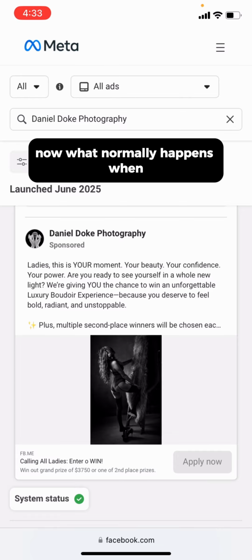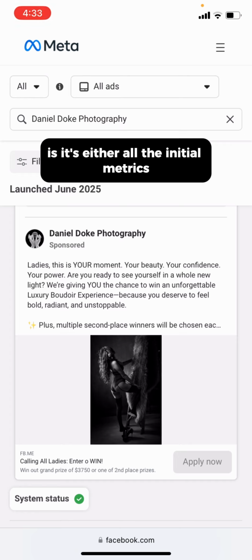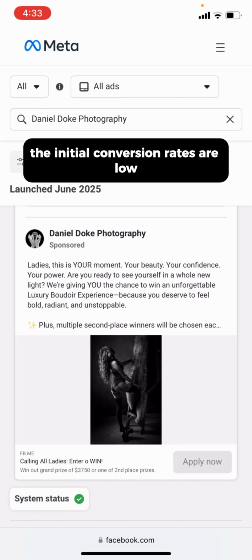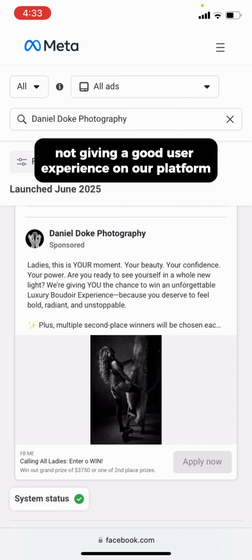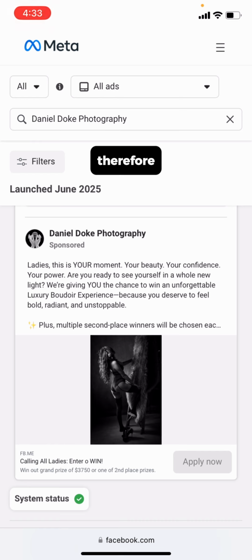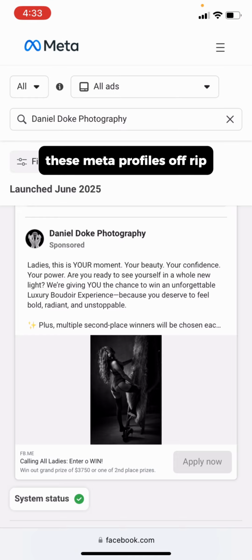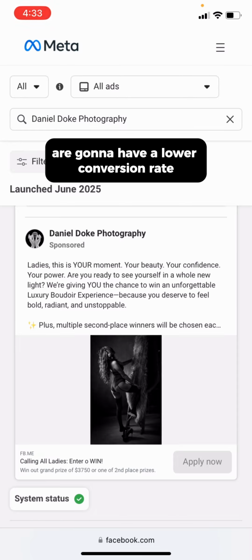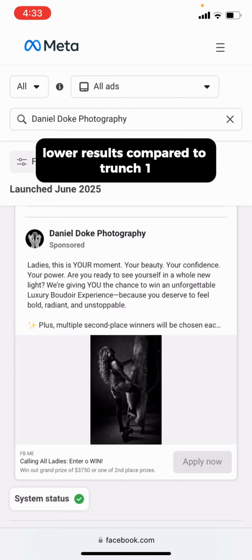Now, what normally happens when the mistakes we're going to talk about today are made is you see that all the initial metrics and the initial conversion rates are low. As a result, the Meta ad algorithm says, okay, low quality ad, not relevant, not giving a good user experience on our platform. Therefore, we're actually going to send the ad in tranche 2 to lower quality Meta profiles. These Meta profiles off the rip are going to have a lower conversion rate. So tranche 2, same ad spend, lower results compared to tranche 1. And then what does that do? It feeds back into the Meta ad algorithm.